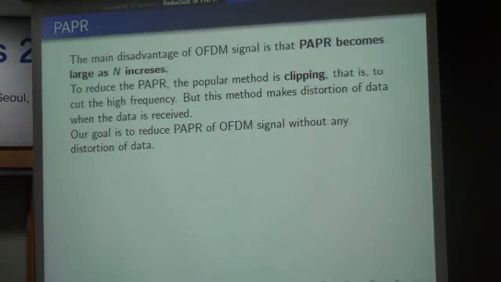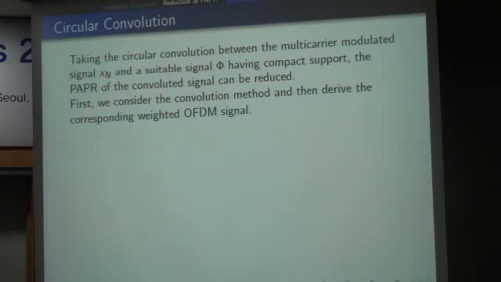But then we have data distortion. When we recover the data, the a sub k, then we have different data, so it makes trouble. So the popular methods are clipping and coding to reduce the PAPR. Our goal is to reduce the PAPR of the OFDM signal without any distortion of data. The method is very simple: taking the circular convolution between the OFDM signal and a suitable signal.